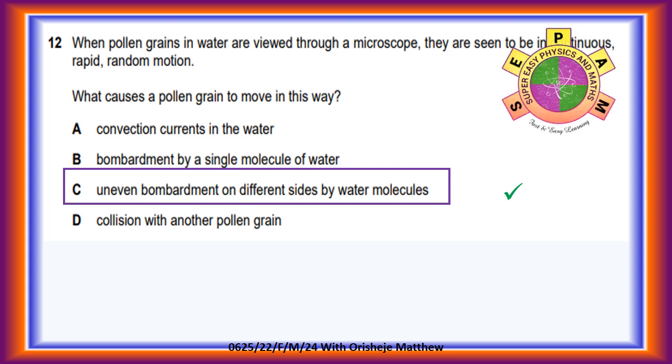Let's reason why the other options are wrong. Option A, convection currents. While water movement can occur due to temperature differences, convection currents, Brownian motion happens even in still water. Option B, bombardment by a single molecule of water. Water molecules are very small, and the bombardment wouldn't cause such rapid and continuous movement. Option D, collision with another pollen grain. Collisions can happen, but they wouldn't be the primary reason for the constant, rapid movement observed. Brownian motion is a continuous process due to the constant bombardment by countless water molecules.